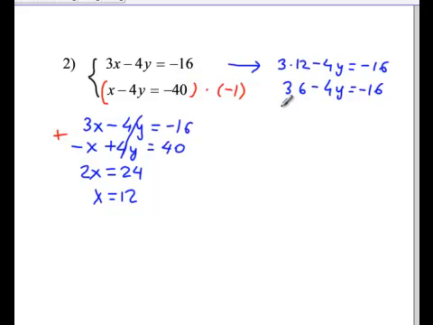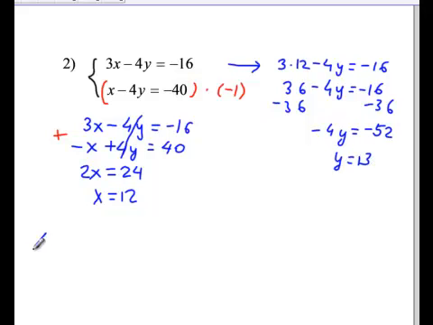If we subtract 36 from both sides of the equation, we receive negative 4y equals negative 52. And if you divide both sides of the equation by negative 4, y equals 13.